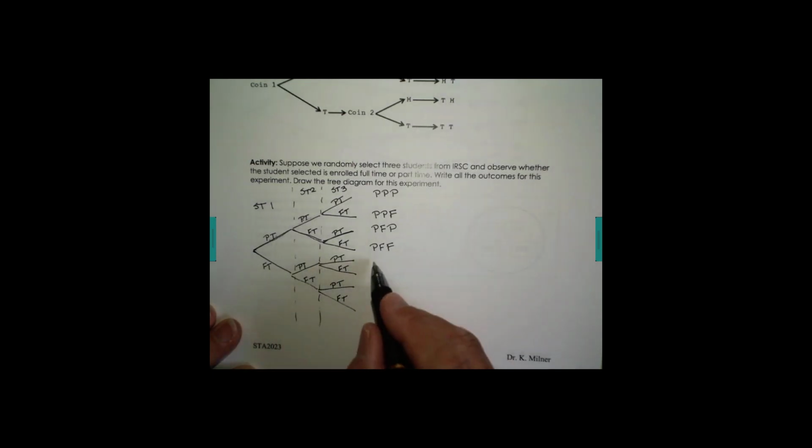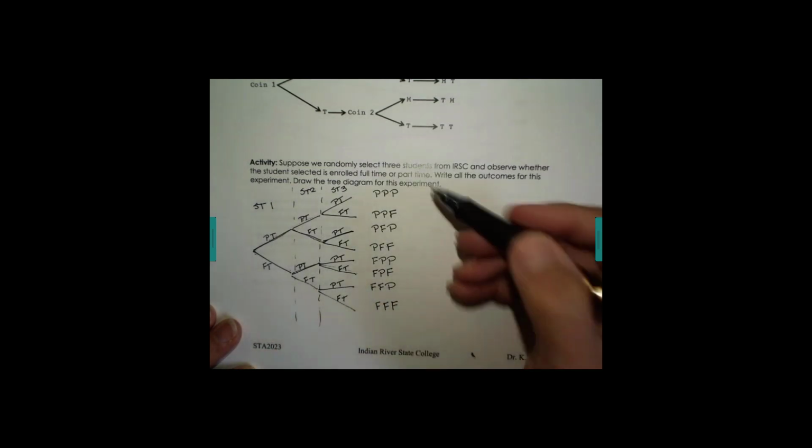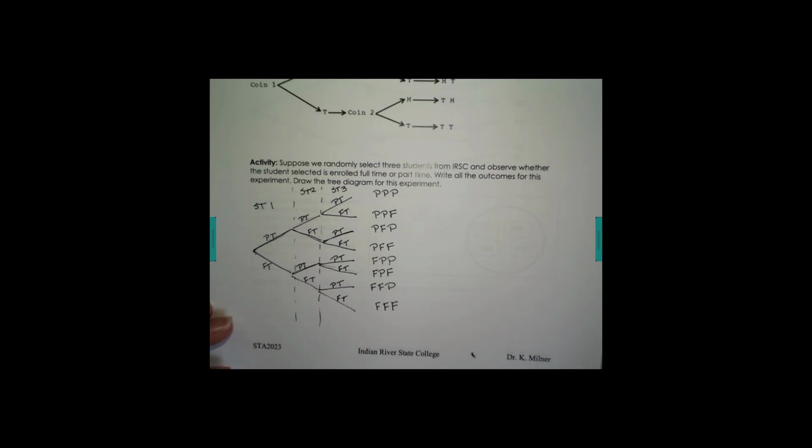Next, I finally get down here to my first selection being a full-time student, so full-time, part-time, part-time is F, P, and P. And then full-time, part-time, full-time is going to be F, P, and F. Then I have full-time, full-time, part-time, FFP, and finally, the last one is all full-time students were selected. This is all possibilities for selecting 3 students when they have only 2 possibilities for each selection.